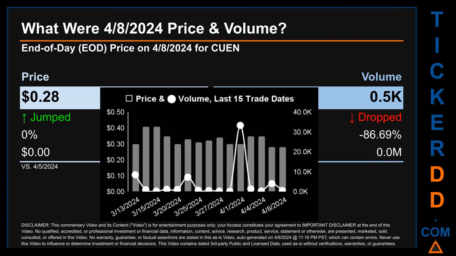Across a range of 13 cents, the max and minimum end-of-day price were respectively 0.41 and 0.28. Volume saw a range of 33.2 thousand, from a day low of 0.1 thousand to a day high of 33.3 thousand.